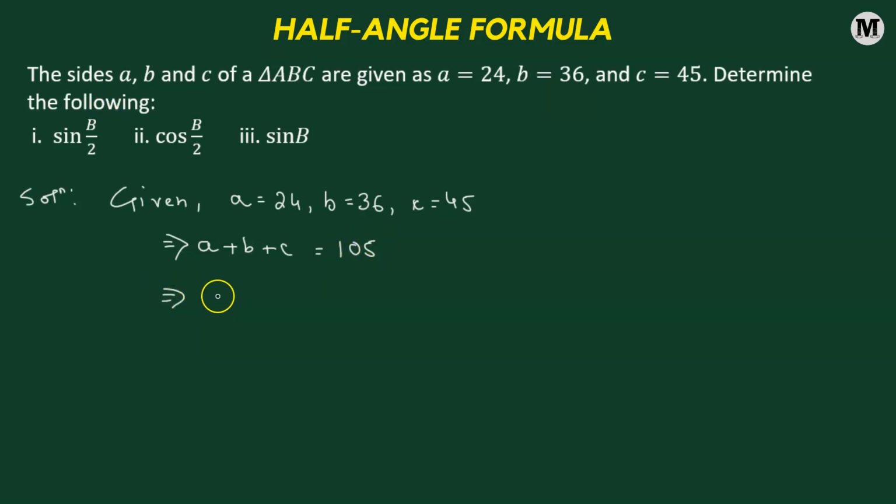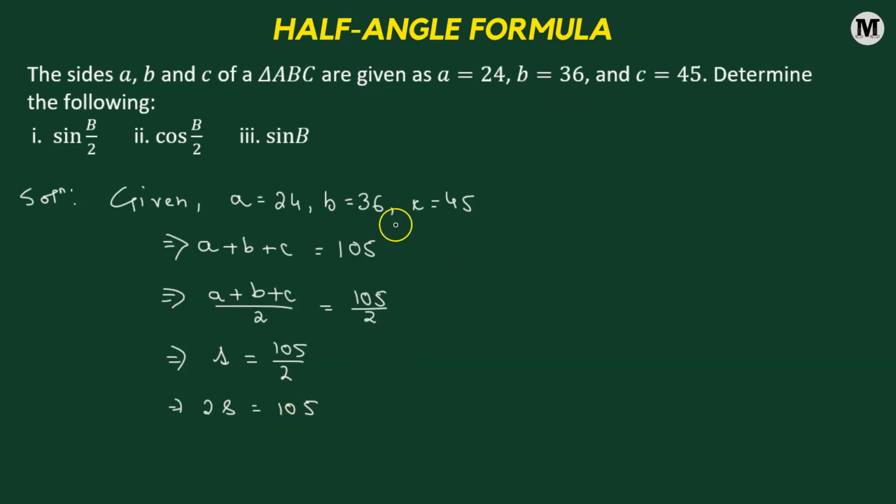Now we're going to divide both sides by 2. We get A plus B plus C whole divided by 2. That's going to be 105 divided by 2. The reason why we divided both sides by 2 is because A plus B plus C over 2, by definition, is the semi-perimeter of the triangle, denoted by the lowercase letter S. So we have S equal to 105 over 2, or we can say that 2S is equal to 105. We'll be using this value.